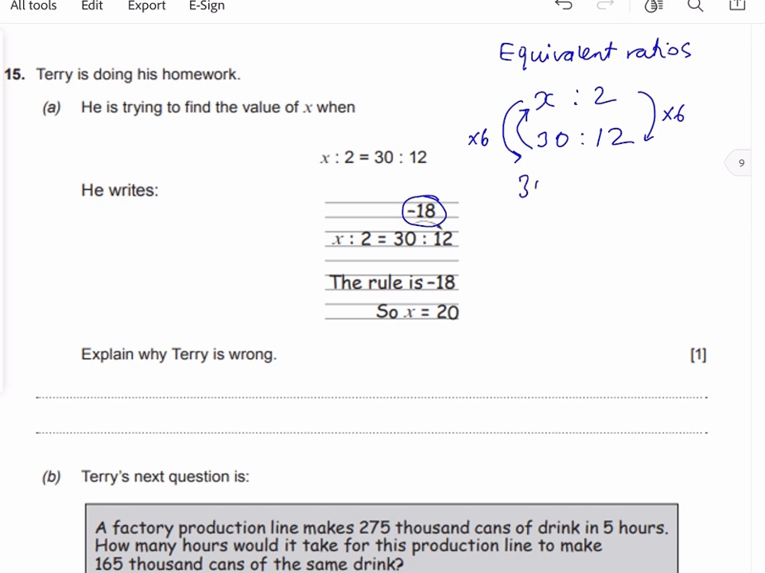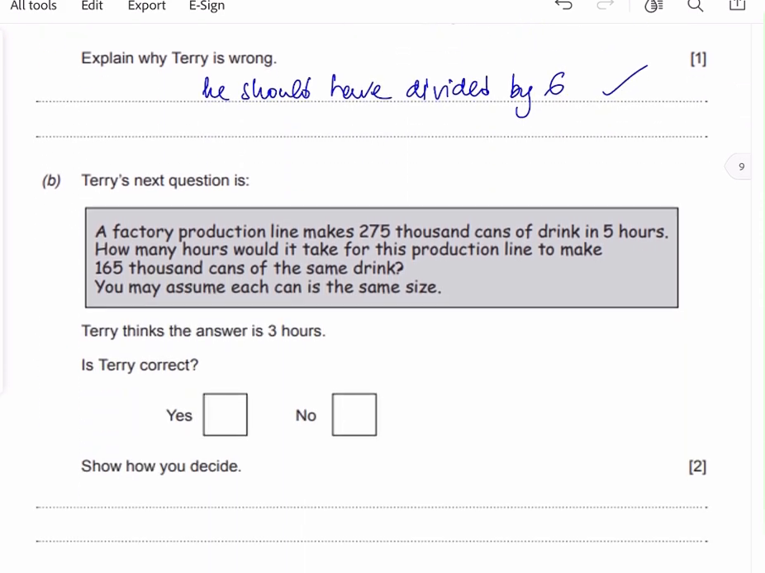So in equivalent ratios, we don't add or take away. We divide or multiply. So that was his mistake. He should have divided. You can be specific here. You can write divided by 6, or just write he should have divided. So that's how you find x. x should be 5.